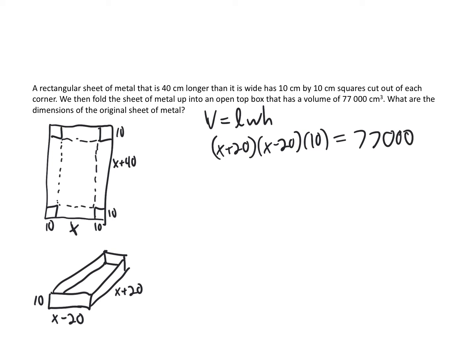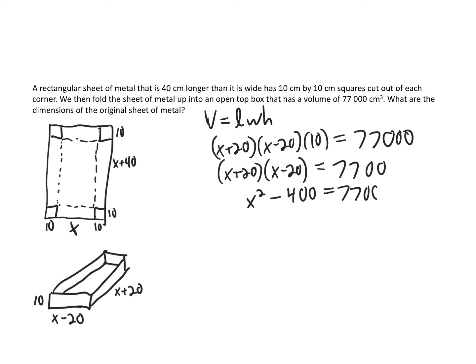Now we can divide by 10, which is 7,700. Multiply out the left-hand side, which is just a difference of squares, so we're going to get x squared minus 400 equals 7,700. Rearranging, we get x squared minus 8,100 equals 0. Put this in our calculator, you get x1 equals 90 and x2 equals negative 90.